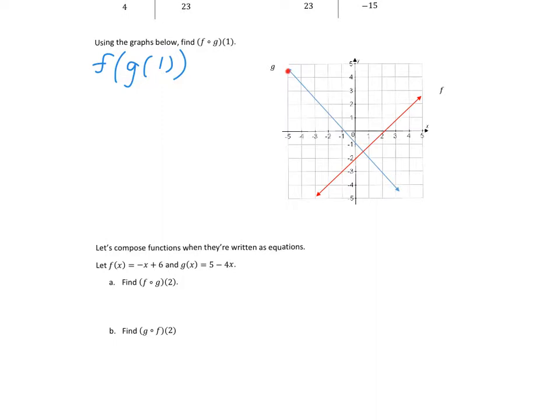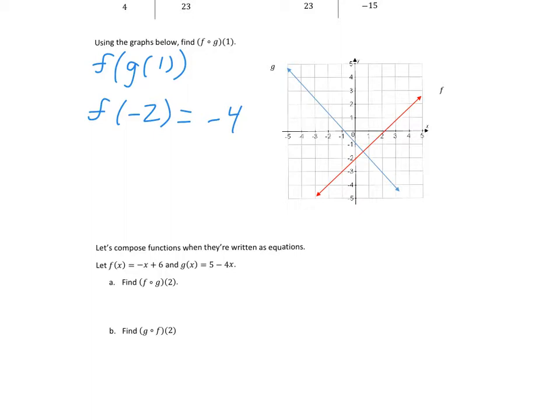All right, so this is our g line. And x equals 1 on our graph of g is negative 2. So let's write that. This is going to be f of negative 2, because g of 1 is negative 2. Okay, so now the red line is our f function, and we're going to apply negative 2. So when x is negative 2, on our red line, that's going to be negative 4. So our whole answer is negative 4.